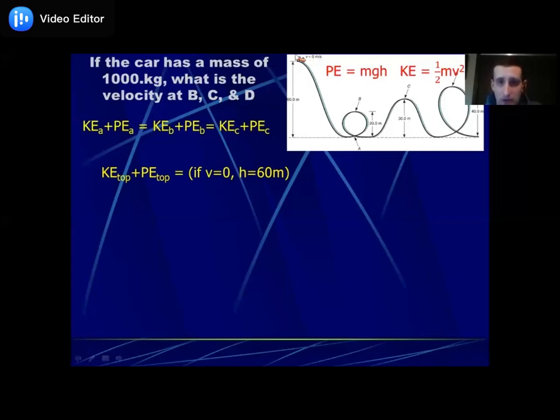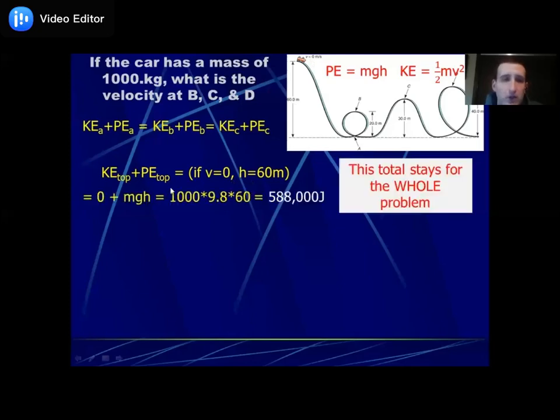So we know everything about the top, and that way we'll be able to find the kinetic energy of the top, add the potential energy of the top, and that will give us the total energy. And that will be the total not only for the top, but for every step in the problem. Every step has the same total energy. So at the top we have a velocity of 0, a height of 60. We just got those off of the diagram, the problem.